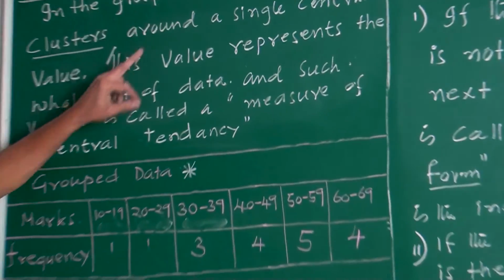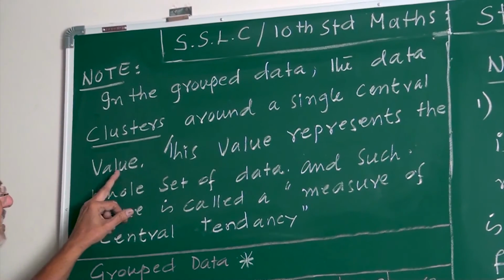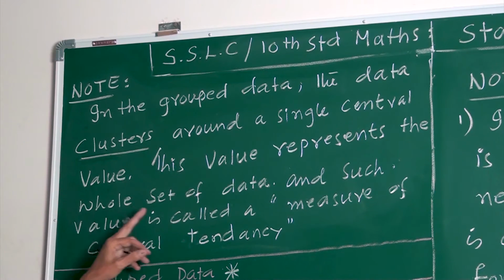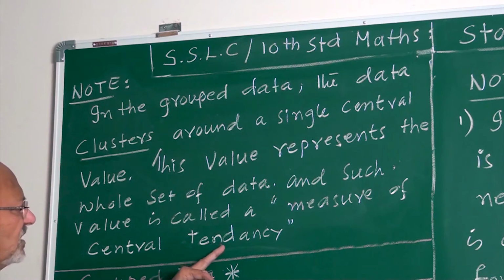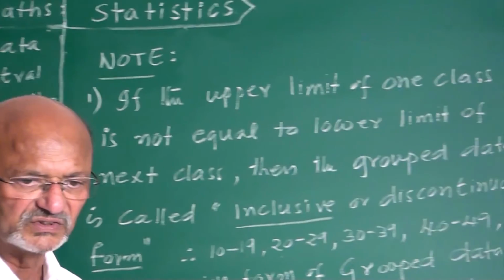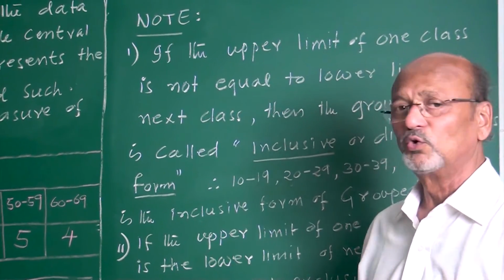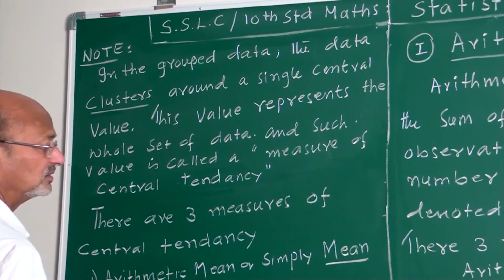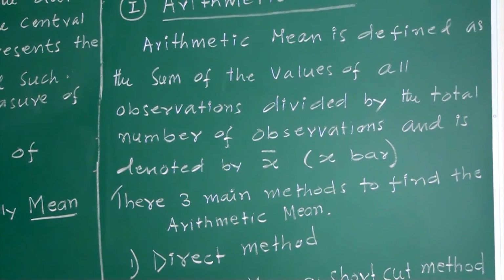the grouped data. The data clusters around a single central value. The value where the data clusters represents the whole set of data, and such a value is called a measure of central tendency. There are three types. I write, my friends, one by one. This is the inclusive, exclusive form. Next is that note, my friends. This is another note. I explained inclusive, exclusive form of grouped data.